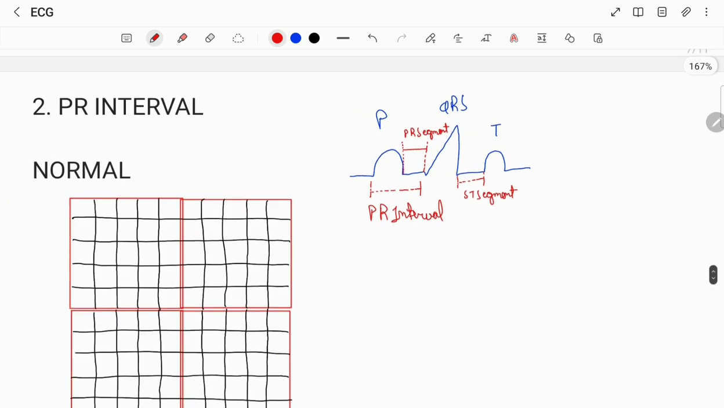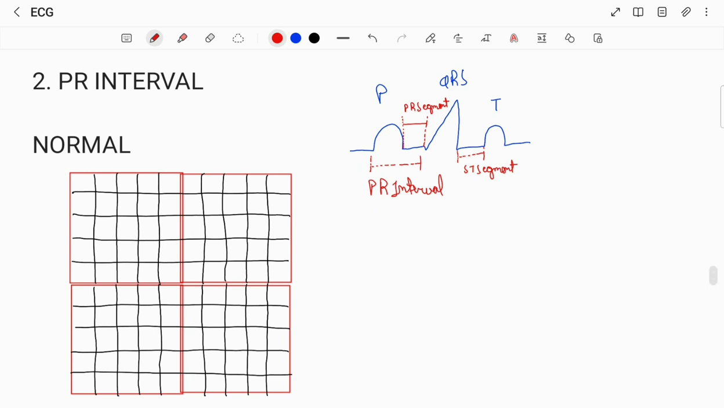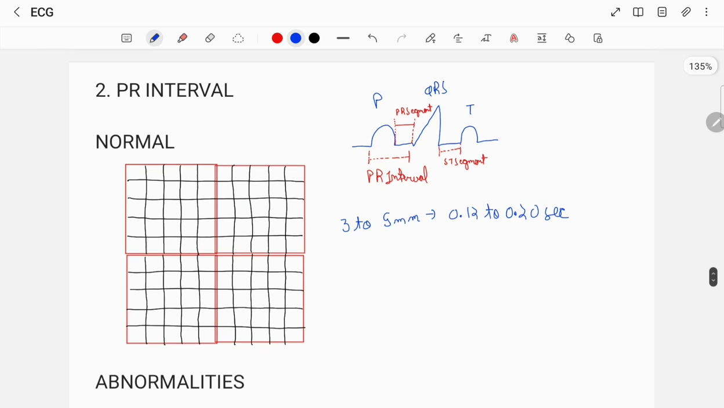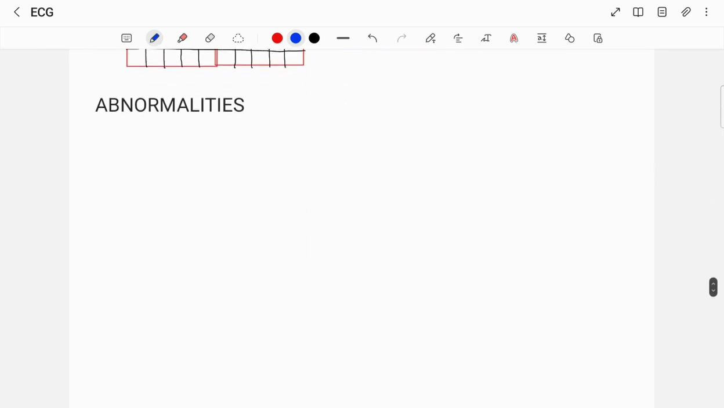Let us come back to the topic which we were discussing, that is the PR interval. A normal PR interval ranges from 3 to 5 mm, which in time would mean from 0.12 to 0.20 seconds. Let us talk about the abnormalities of the PR interval. Again, there can only be two abnormalities. Number one, that the PR interval is prolonged, and number two, that the PR interval becomes short.